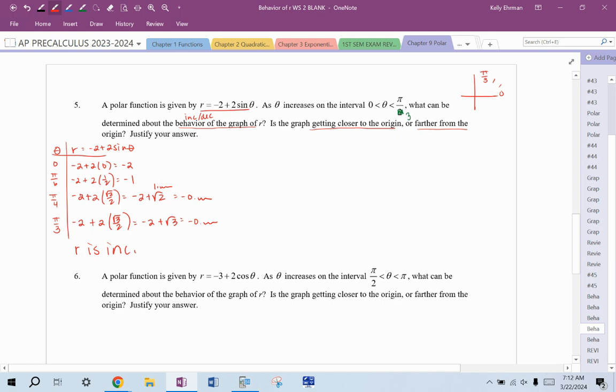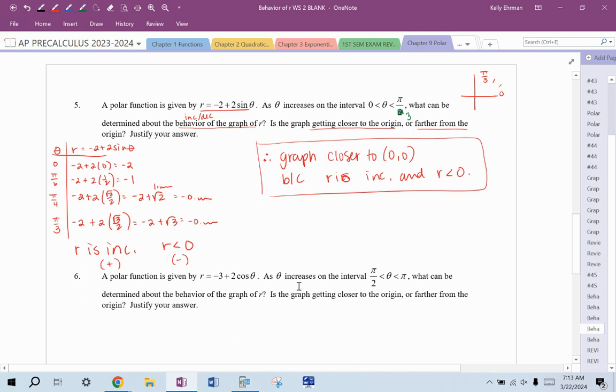Okay, what else do we know about r? R is less than 0 for all of these. So that means these two things do not agree, right? Increasing means kind of positive direction, less than 0 means negative. The graph is getting closer to 0, 0 because r is increasing and r is less than 0. When those two signs negate, it's kind of like you're moving forward, but you're putting on the brakes, so you're slowing down to 0.